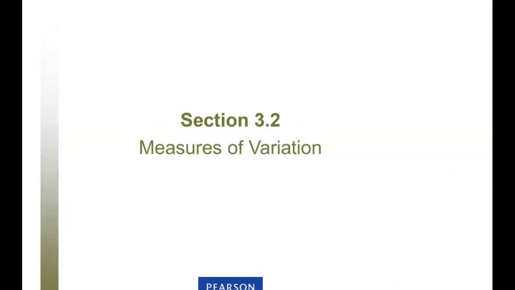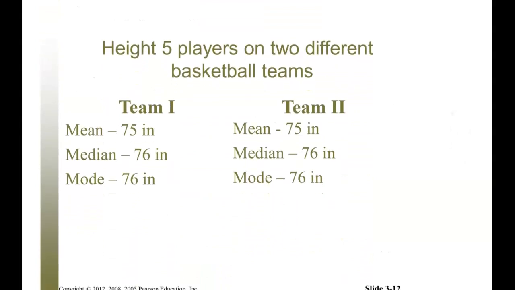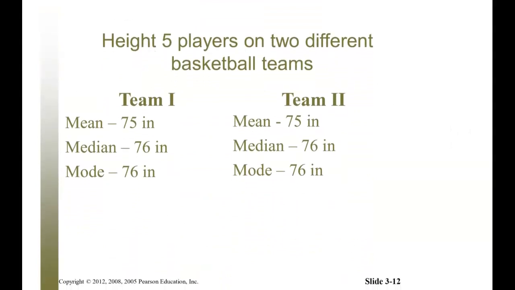Now I want to talk about measures of variation. So let's take a look at two basketball teams. This is a sample of 5 players from 2 different basketball teams. Team 1, we have a mean of 75 inches with a median of 76 and a mode of 76. Team 2 also has a mean of 75 inches, a median of 76 inches, and a mode of 76 inches. So when we look at the measures of center, mean, median, mode, these two teams look identical. But if I were to show you the two teams and show you their various heights, you might think differently.